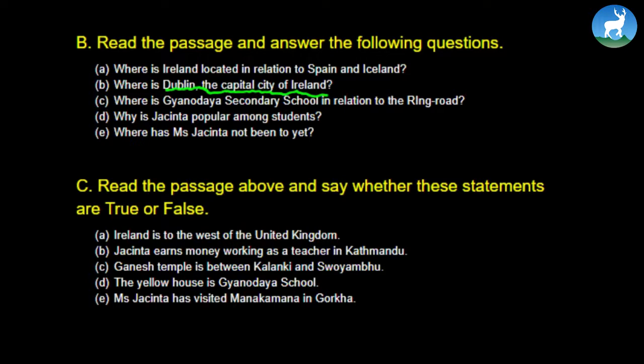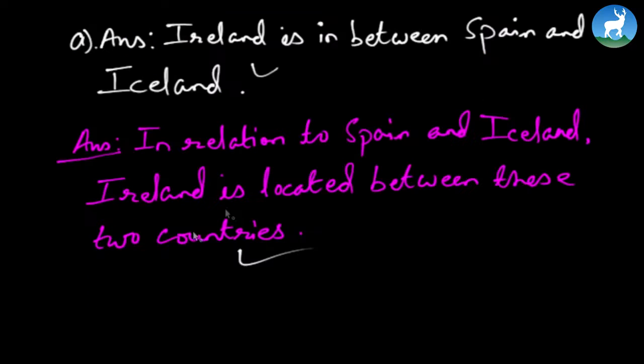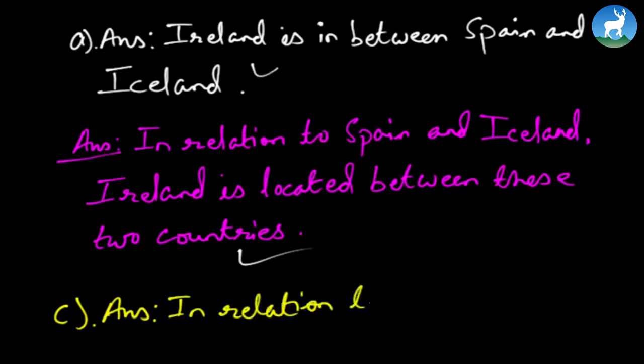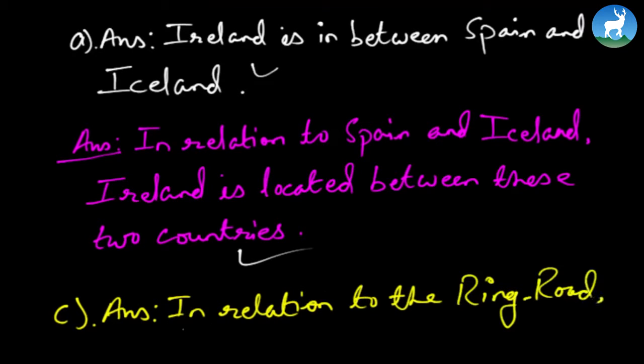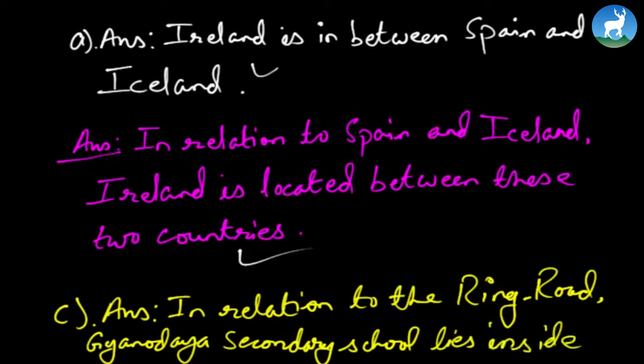So where is Ganodaya Secondary School in relation to the ring road? Don't write Kathmandu, because the question is very specific about in relation to the ring road. So again, it's more like the first answer. In relation to the ring road, Ganodaya Secondary School is inside. Let's answer number C. In relation to the ring road, comma, Ganodaya Secondary School lies inside.